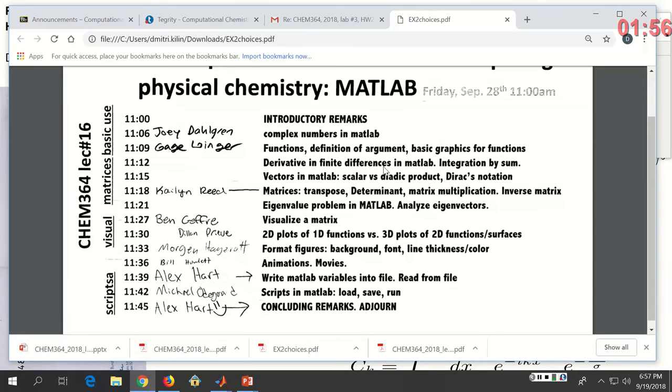No one selected this three. So derivatives in finite differences, this is really easy. So we can assign it to Gage. Vectors, it's kind of important. Maybe Ben can do eigenvalues, which is the hardest and most important thing. You can split it between Ben and Caitlin, or give it to Ben as a punishment for not coming here. And then Caitlin can do dyadic products. But I'm very happy to see votes for the programming topics.